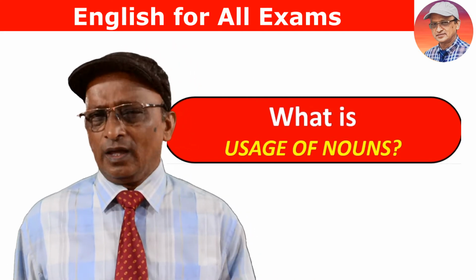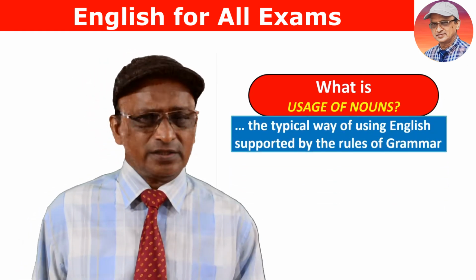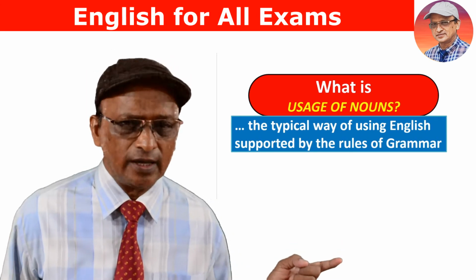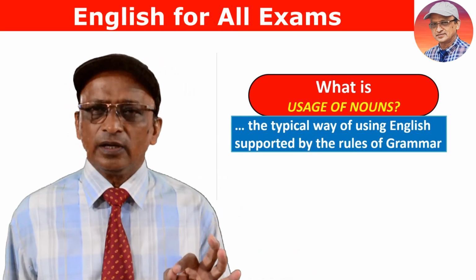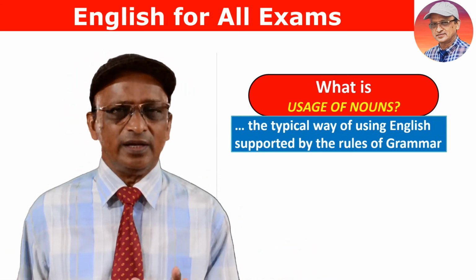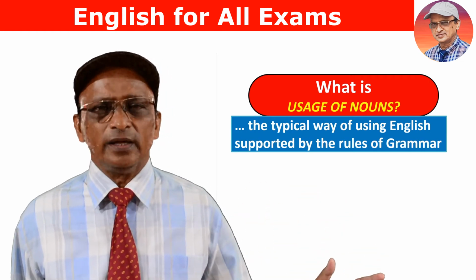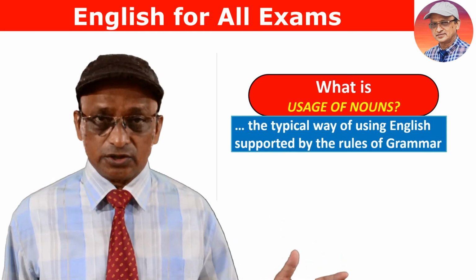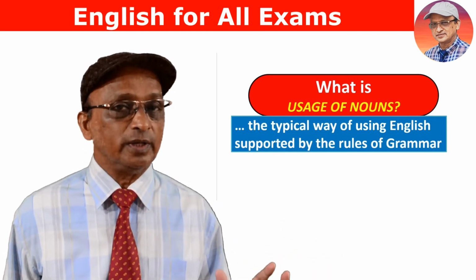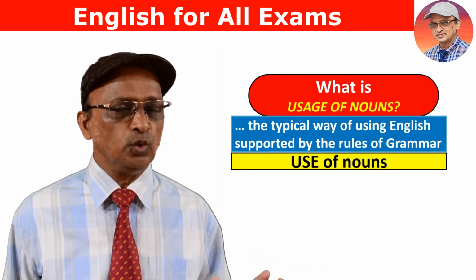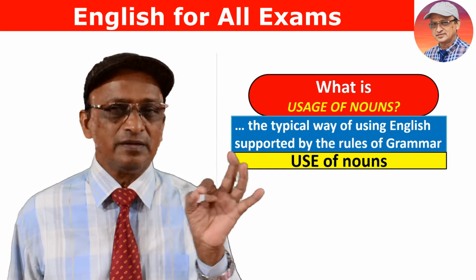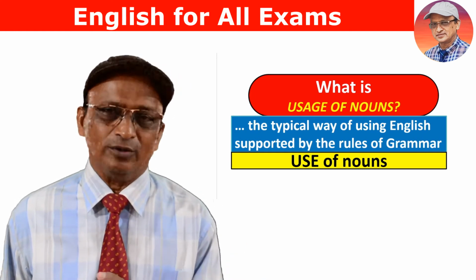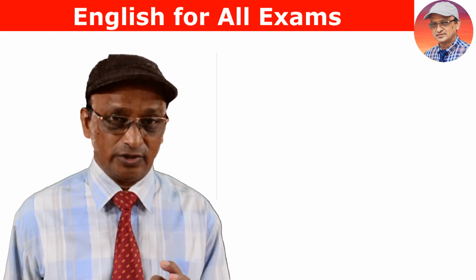Now, you see, this usage means the typical way of using English as supported by English grammar. Typical way of using English. When I say this, I mean the particular way as followed by the native English users. Whatever they practice is supported by the rules of grammar. The same things we have to know, and that's why please have this idea that usages of nouns means uses of nouns. I think you are clear about this.